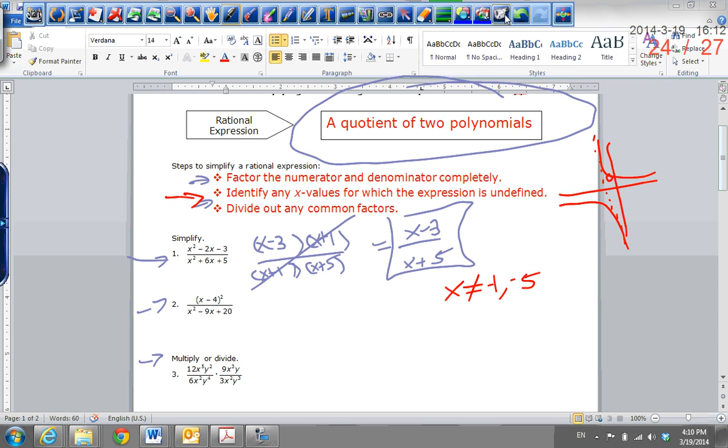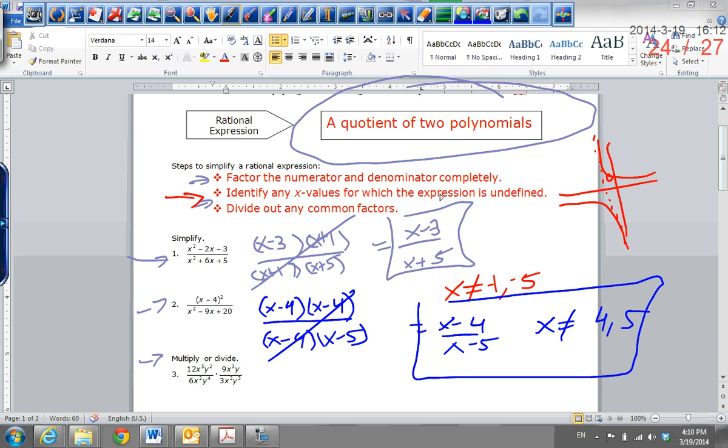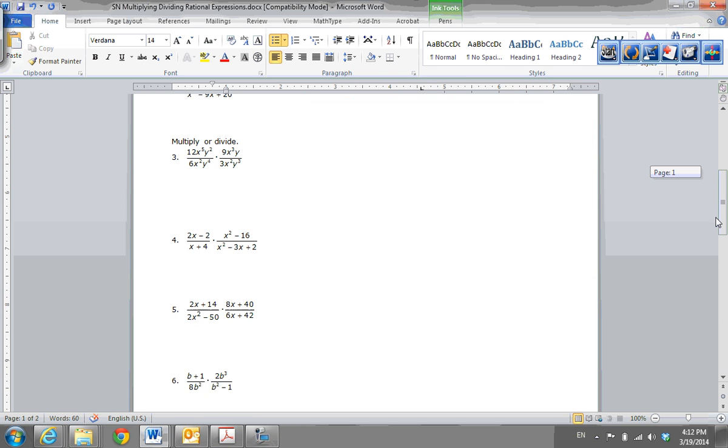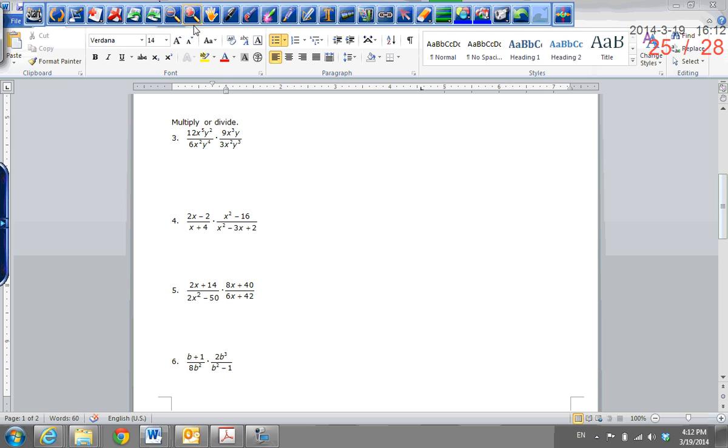Next one, number 2, x minus 4 squared means x minus 4 two times. And then on bottom, factor that, x minus 4 and x minus 5. The x minus 4's cancel out, so now I'm left with x minus 4 over x minus 5, and our x's cannot be 4 or 5. Remember, even if they cross out, they still can't be it. That's basically everything you've got to do. Factor and cross out.